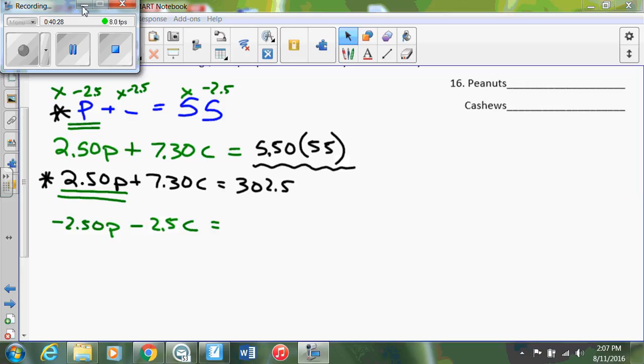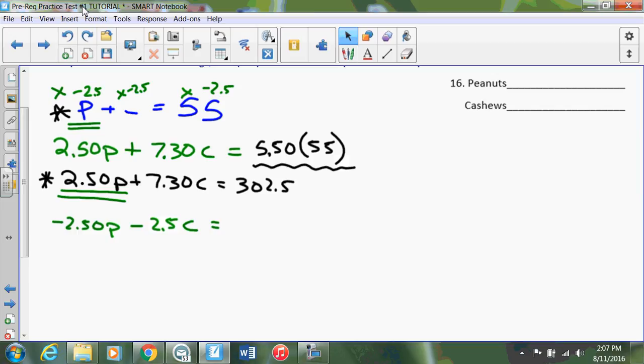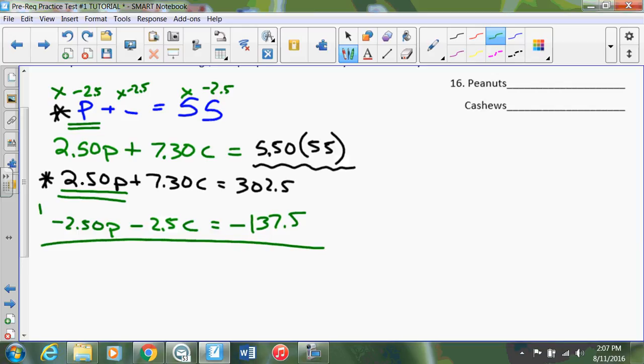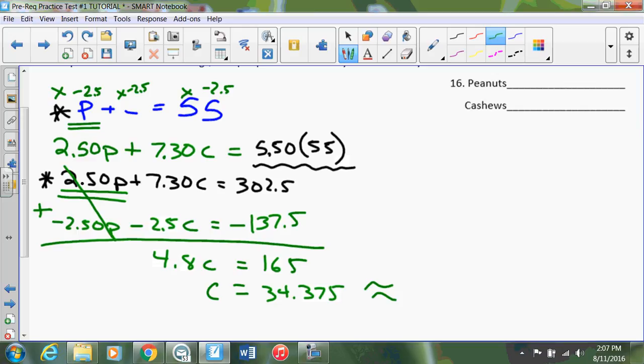Okay, so it is negative 137.5, and then I'm going to go ahead and add these two together. These cancel out, and we end up with 4.8C equals 165, and when we solve for C, we get 34.375. And so we're just going to approximate that. We're going to say approximately we're going to need 34 pounds of cashews.